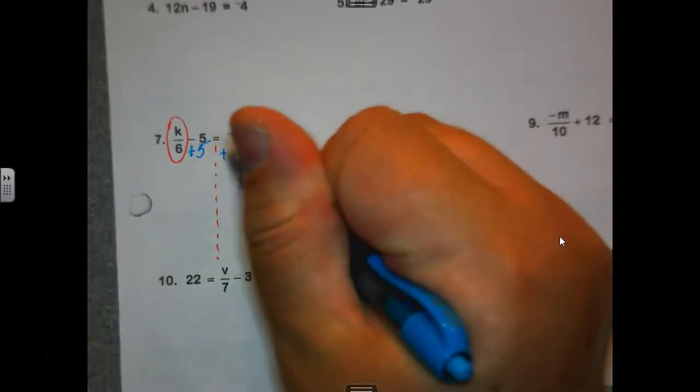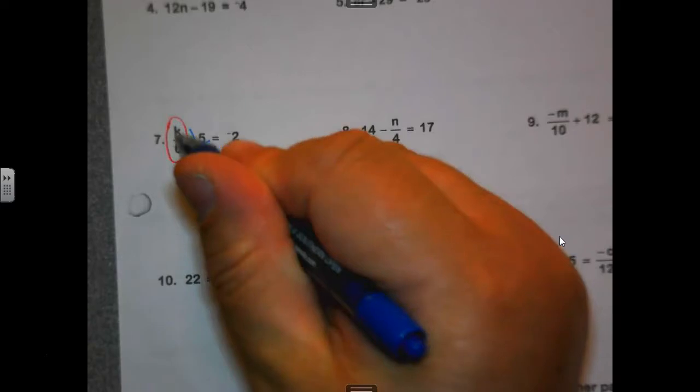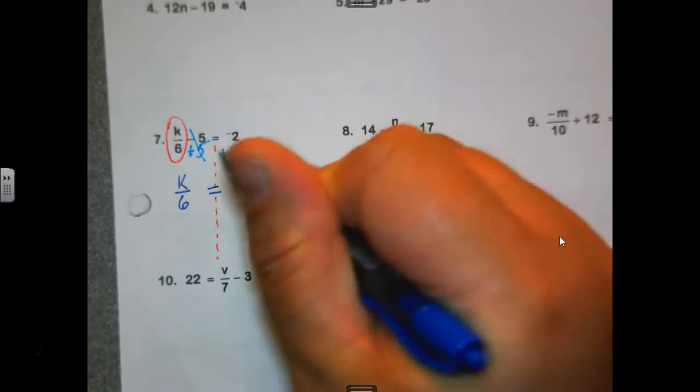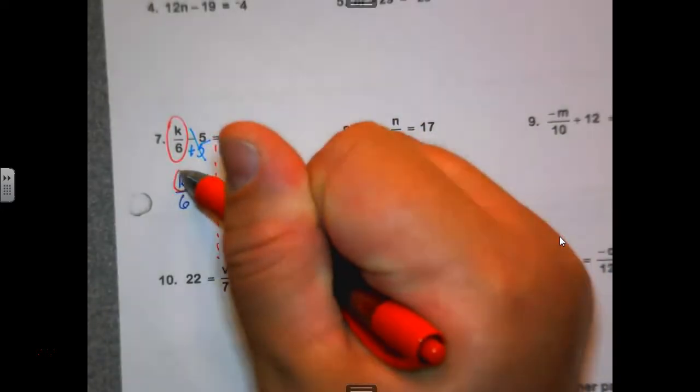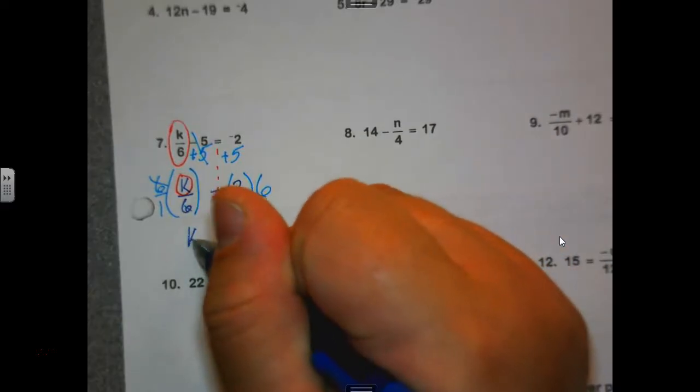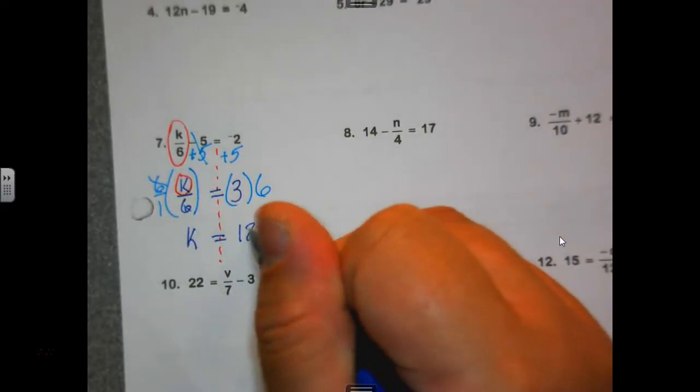I'm going to add 5 to both sides. These add up to 0. I bring down my k divided by 6, k over 6. Negative 2 plus 5, 3. Now that I've got the fractional term by itself, I'm going to have to isolate that k. So how am I going to get rid of the k? Yeah, multiply by the denominator 6, or 6 over 1. My 6s cancel. 1 times k is just k. 3 times 6 is 18.